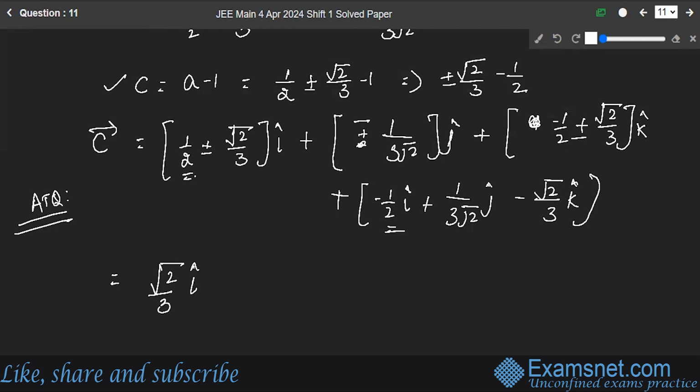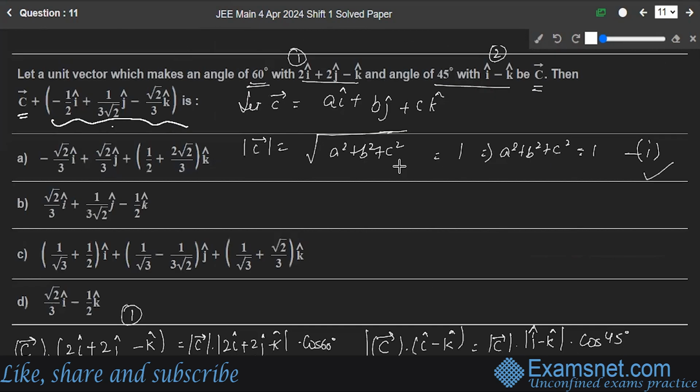So this will ultimately cancel because negative 1 by 3 root 2 j will cancel out with this. Okay, they will cancel out and this will cancel with this. So you will have minus 1 by 2k over here. This is the value for the resultant vector which you will get. Okay, now let's check with the options. Root 2 upon 3i minus 1 by 2k vector. This is yes, option D.